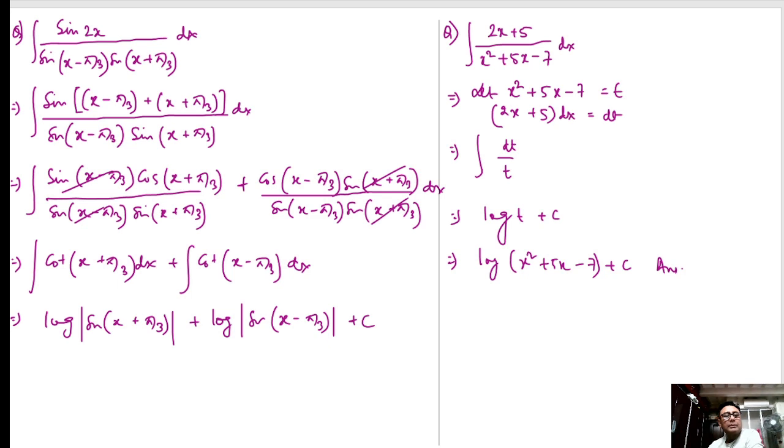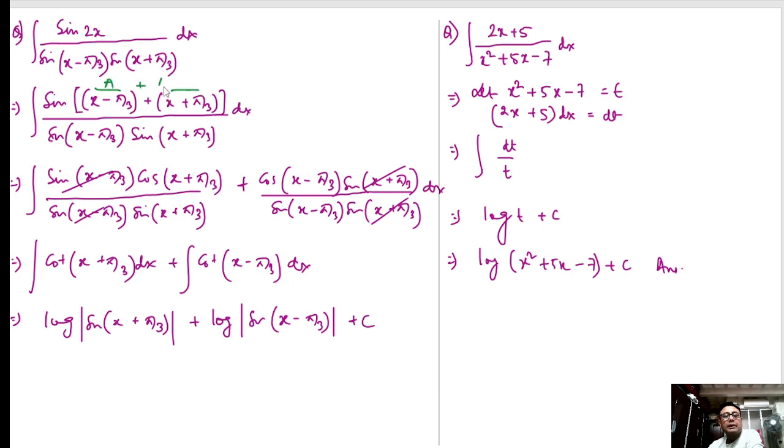So let's see the next sum, what it is showing us. So this is the sum. See, 2x can be written in what way? Please watch here. 2x can be written as x minus pi by 3 and x plus pi by 3.